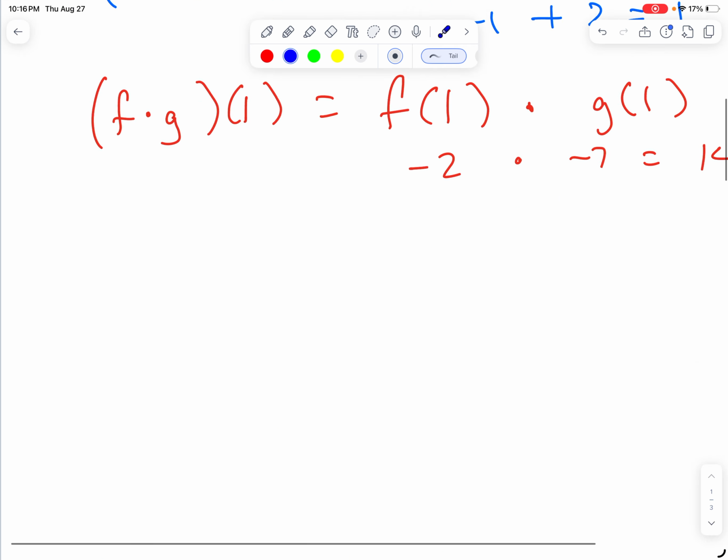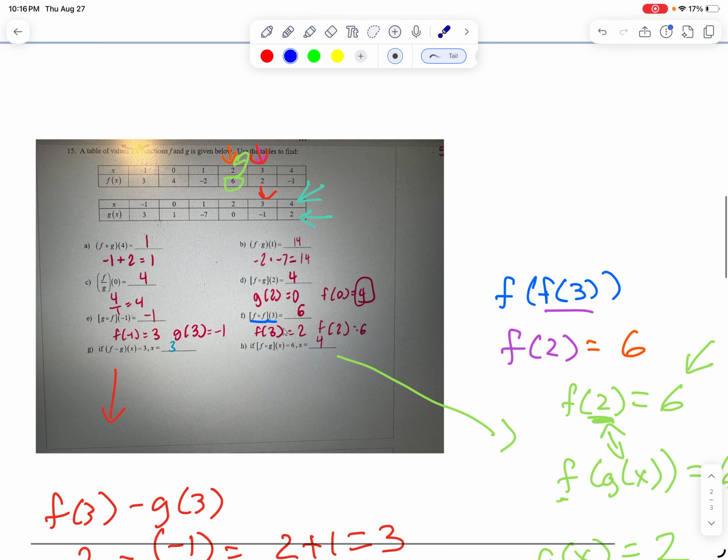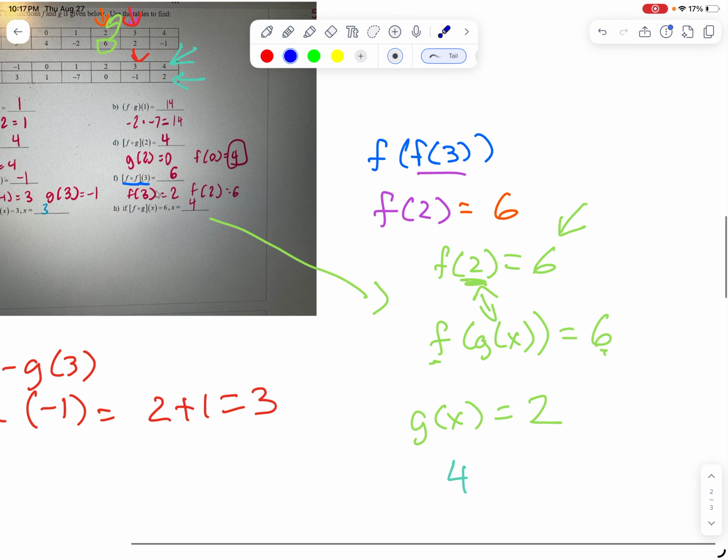F of f of 3 is cute, so I did this one over here. You start with the inner f of 3, so you say, hey, well, what's f of 3? F of 3 is 2. So note, now it's 2. And you say, okay, well, what's f of 2? So now I go over to 2, and I say, hey, it's 6. So f of 2 is 6.